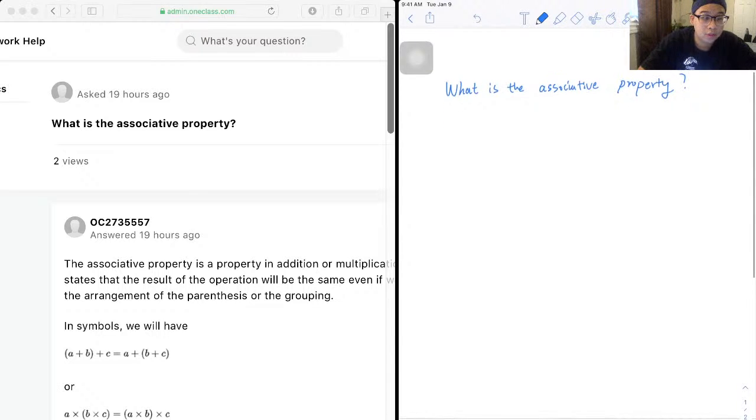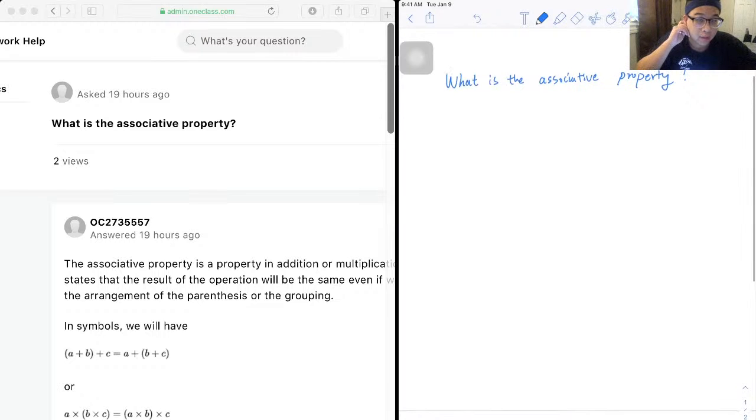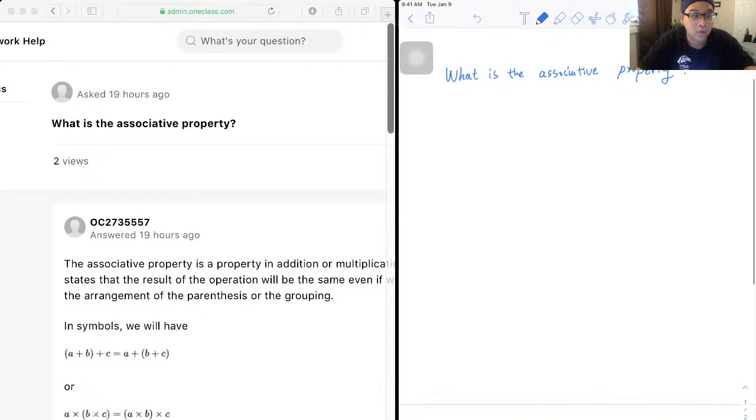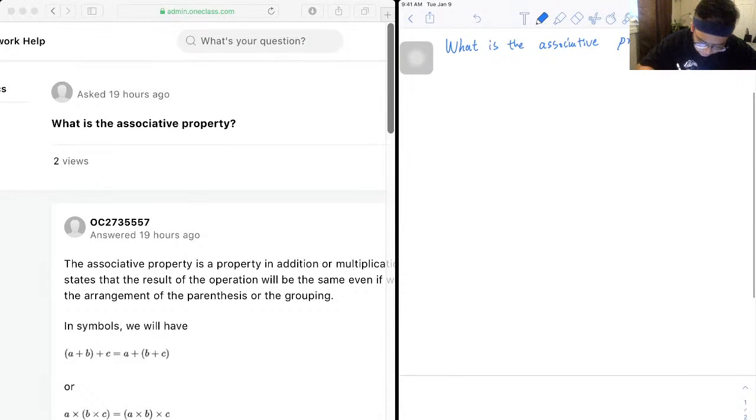So the associative property is a property in addition or multiplication which states that the result of the operation will be the same, even if we change the arrangement of the parentheses or the grouping. So now let's write down the keywords.